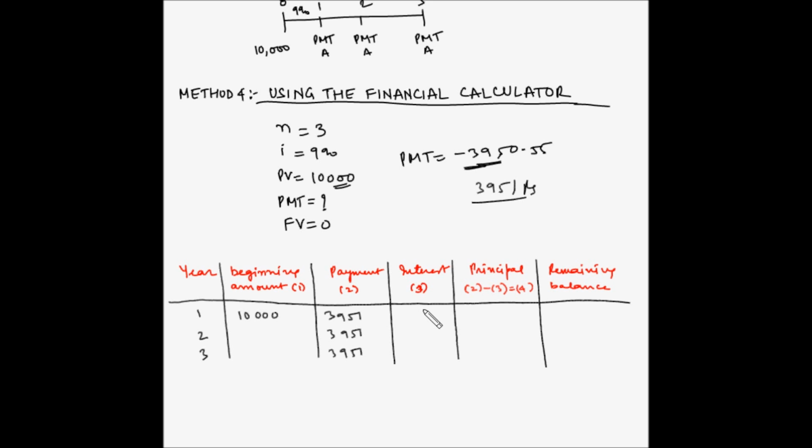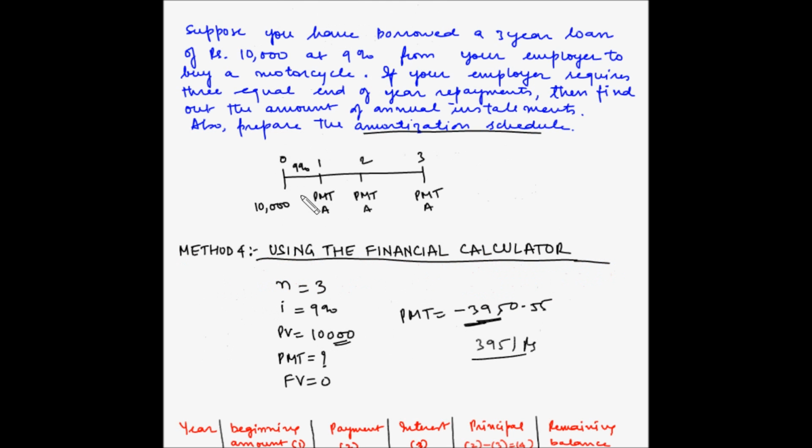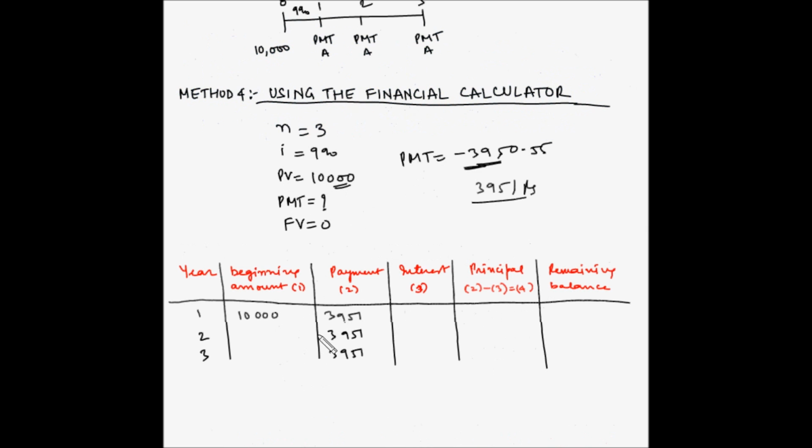Now we have to find out the interest, which is a part of this payment for the first year. The way to calculate interest is the rate of interest is 9%, and this 9% is going to be calculated on the beginning amount for that year. So 9% of 10,000 is 900 rupees. So 900 is the interest, and therefore the principal will be 3951 minus 900, because this is the total amount of installment that we are paying, out of which 900 rupees is the interest. So principal will be 3051.